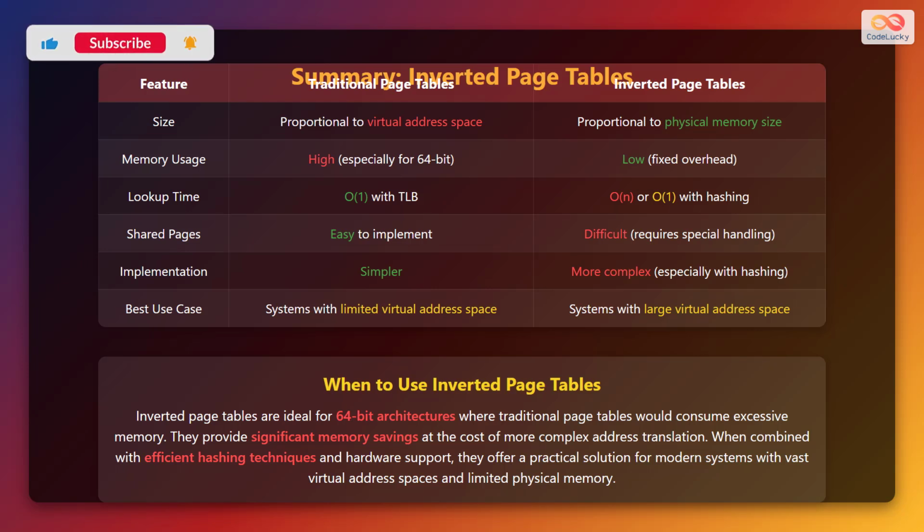Traditional page tables are best suited for systems with limited virtual address spaces, while inverted page tables are best suited for systems with large virtual address spaces. Inverted page tables are ideal for 64-bit architectures where traditional page tables would consume excessive memory. They provide significant memory savings at the cost of more complex address translation. When combined with efficient hashing techniques and hardware support, they offer a practical solution for modern systems with vast virtual address spaces and limited physical memory.